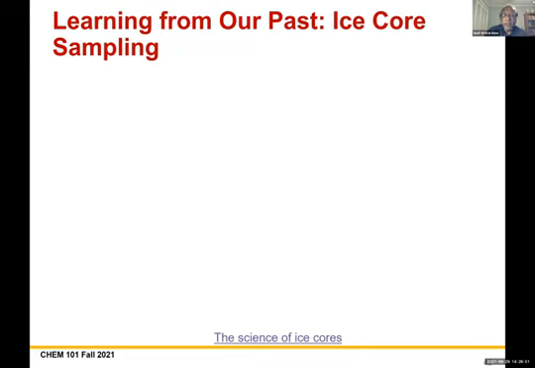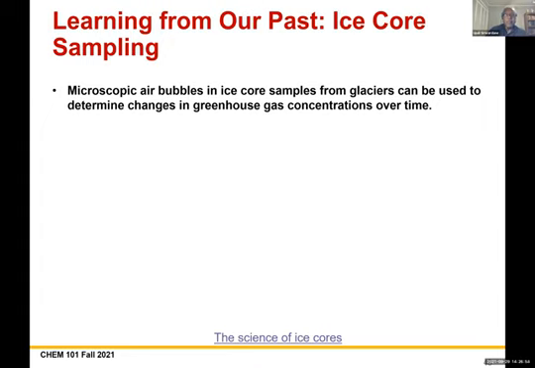So we have been sampling carbon dioxide in the atmosphere, and we can use ice core samples from glaciers in the Arctic region to determine the change in greenhouse gas concentration over time. In the Arctic, ice has been deposited over a long period of time. It may contain information about carbon dioxide concentration over time.